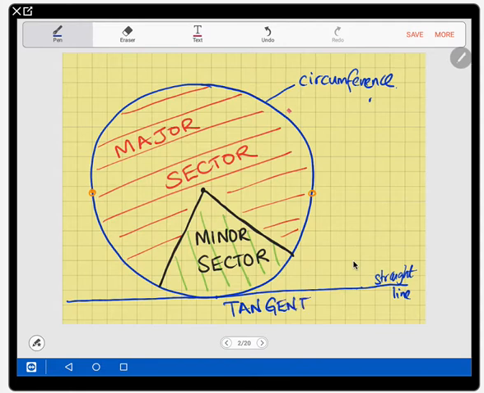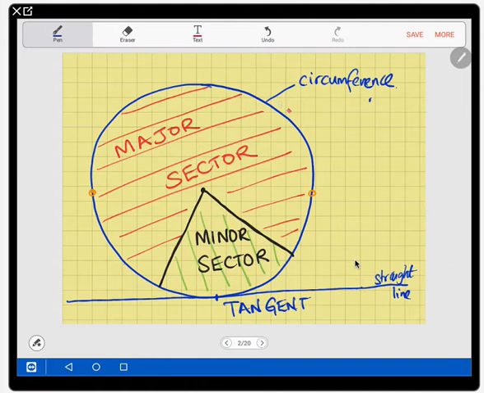Okay, this line is called a tangent. Why is it called a tangent? It does not pass across the circle. It just passes and touches one point on the circle. The line touches the circle only at one point. So that line is called a tangent.